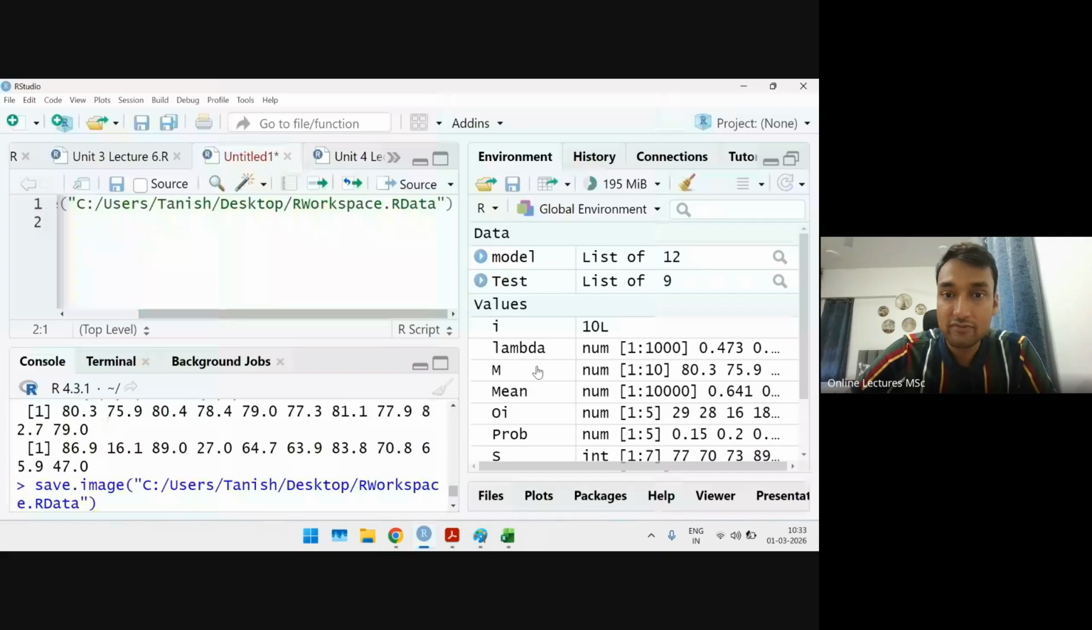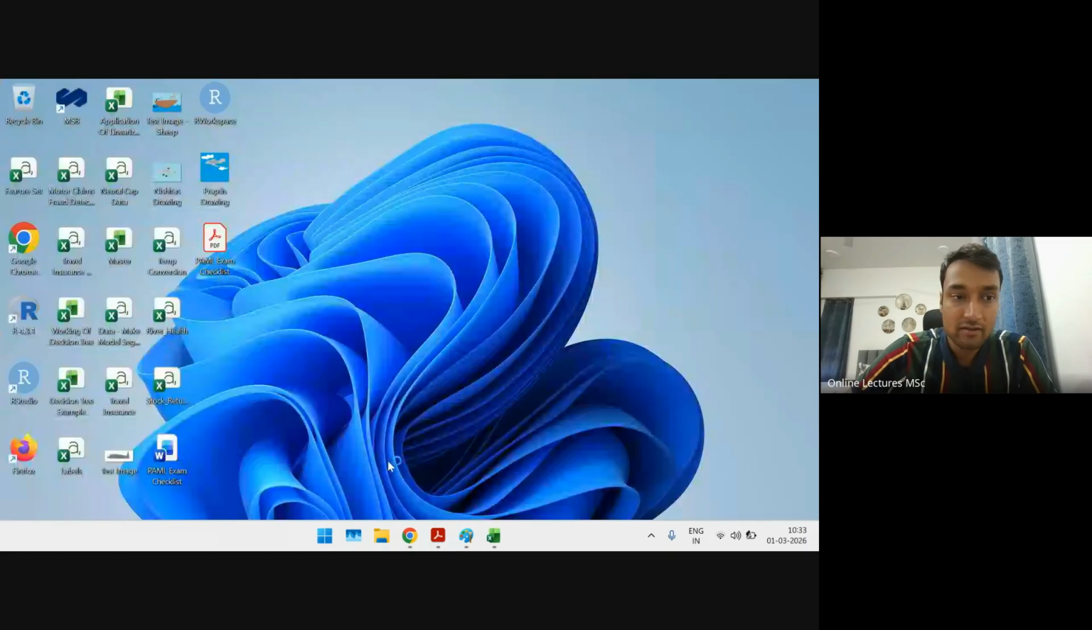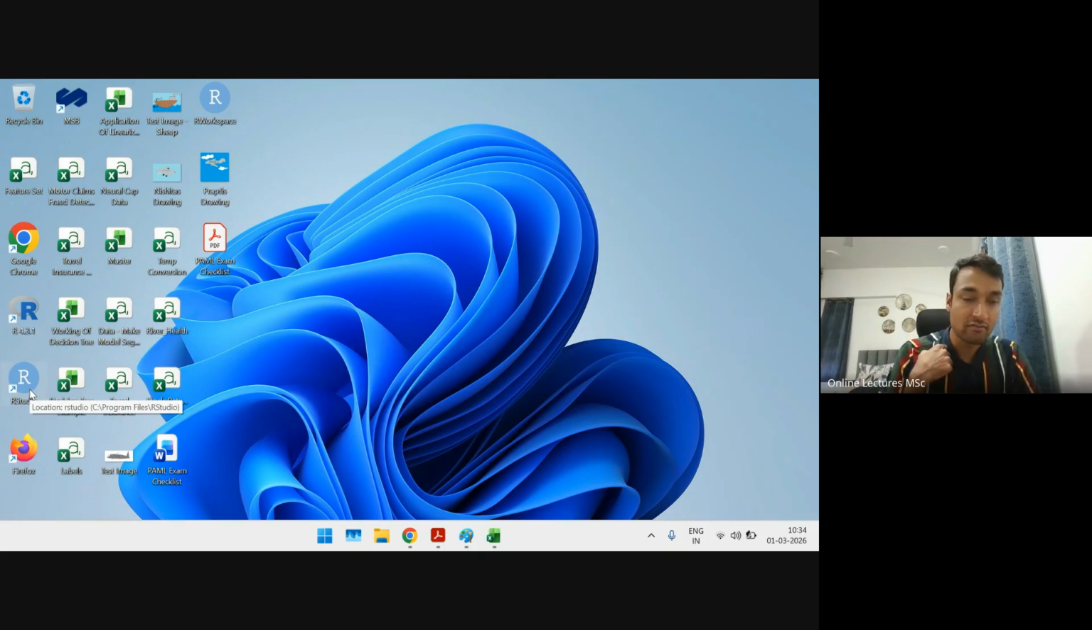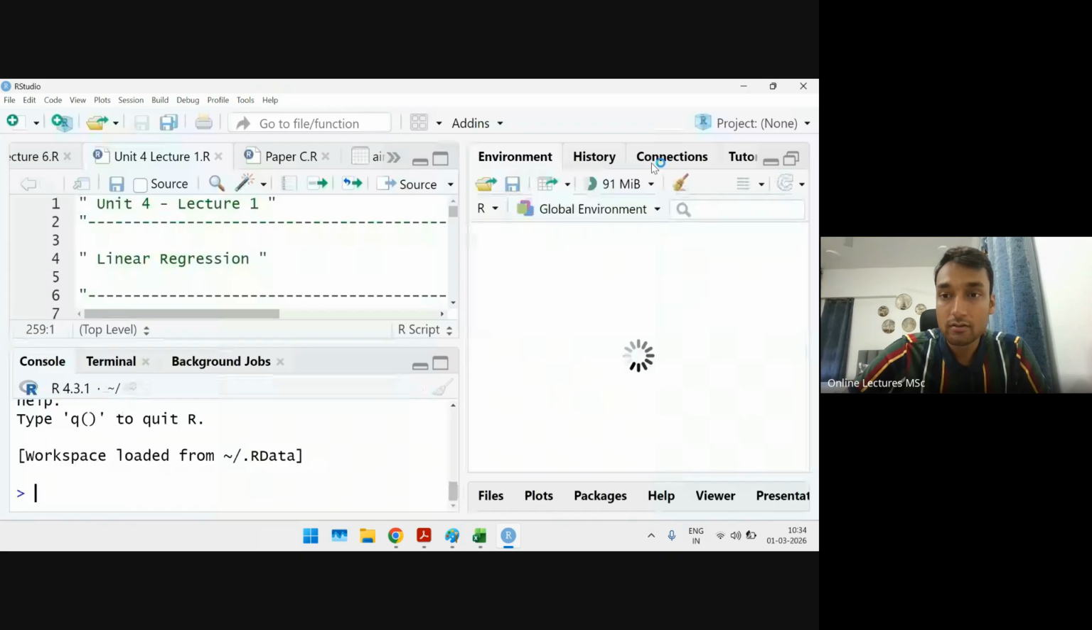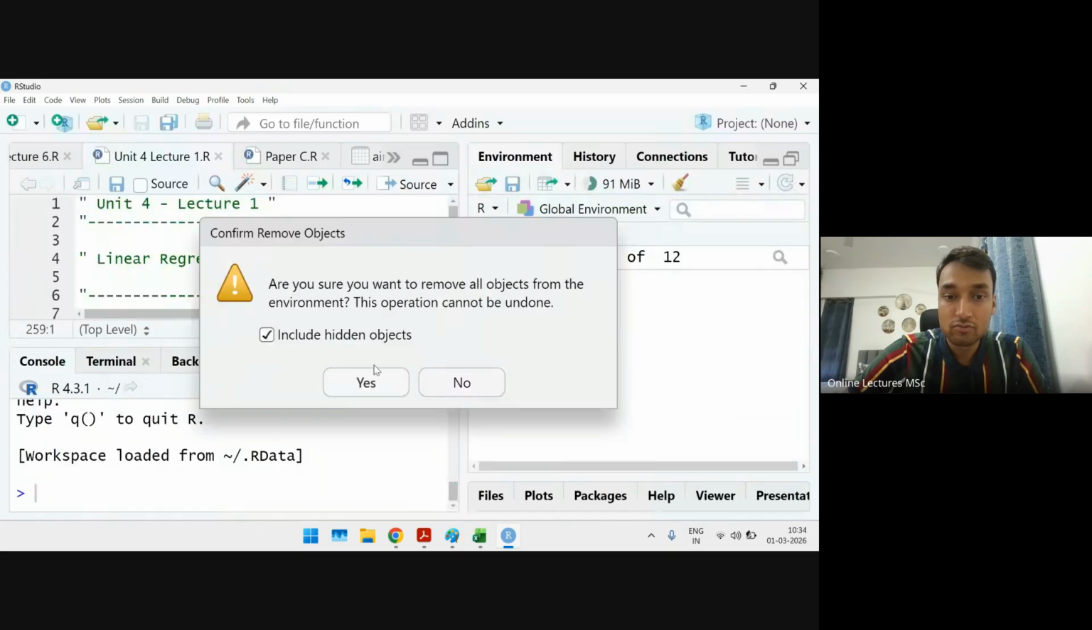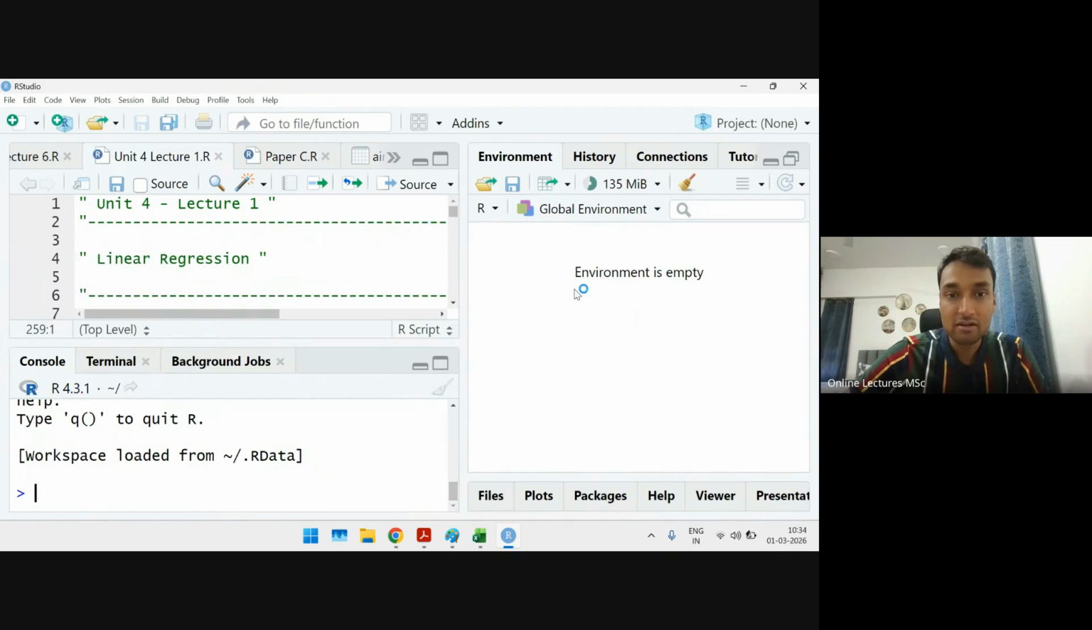So now let's say I just close my R, and as I said, don't save. And if I again open my R, obviously since you never saved anything of that format, everything will get wiped off. So whatever hard work we have done to solve something, execute something, everything gets wiped off. So I'll just press the broom button again. So if you see, the environment is empty.